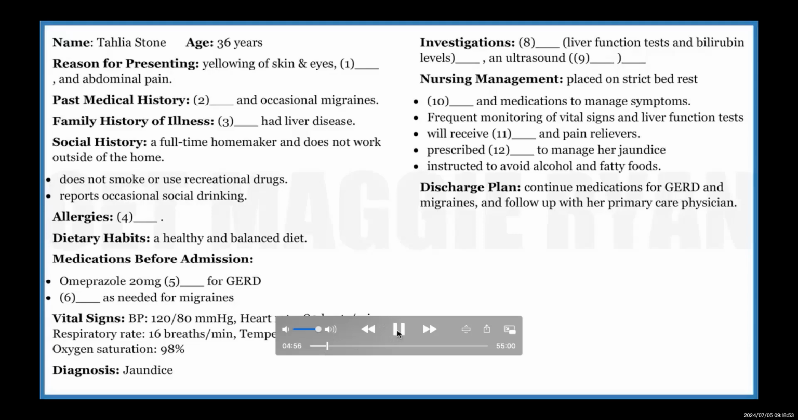Medications to manage her symptoms, including anti-nausea medications and pain relievers.